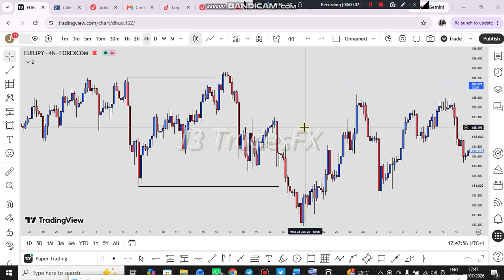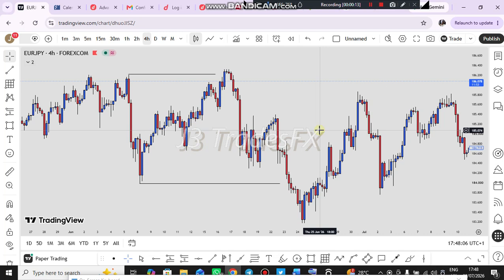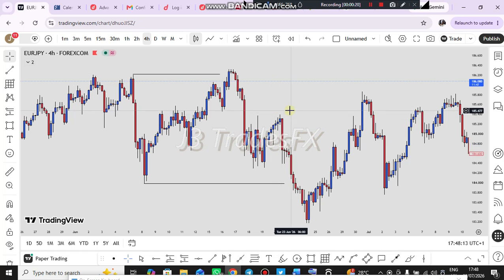Quite a lot of people mistake a mitigation block for a breaker block. That is why a lot of people take losses, because they don't know the exact points they are supposed to enter a trade when it comes to using a mitigation block or a breaker block as a POI. In this video, I'll be showing you guys a valid breaker block and the difference between a breaker block and a mitigation block.